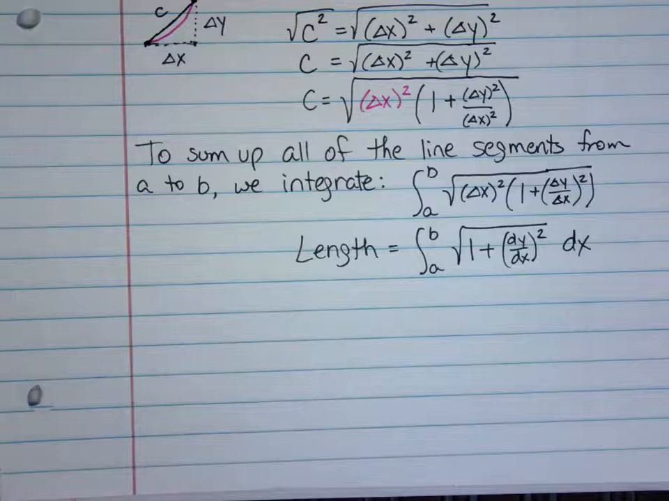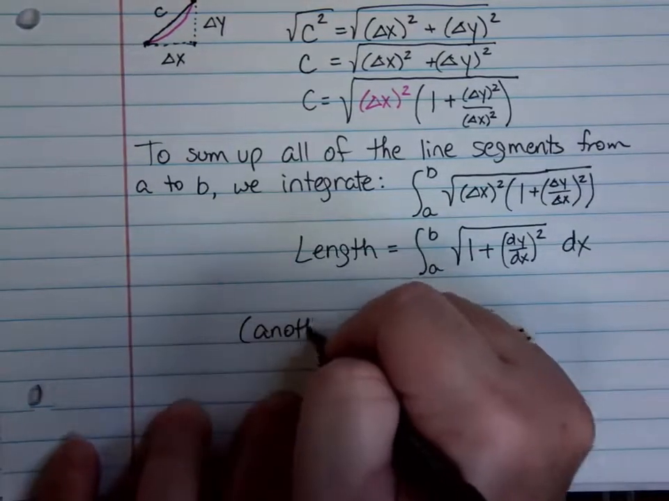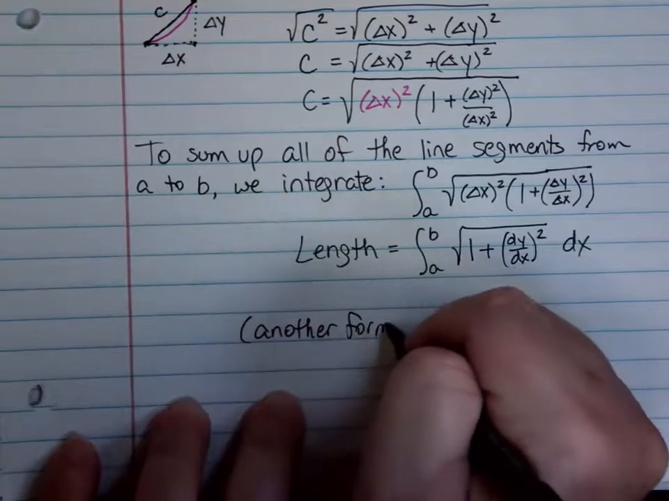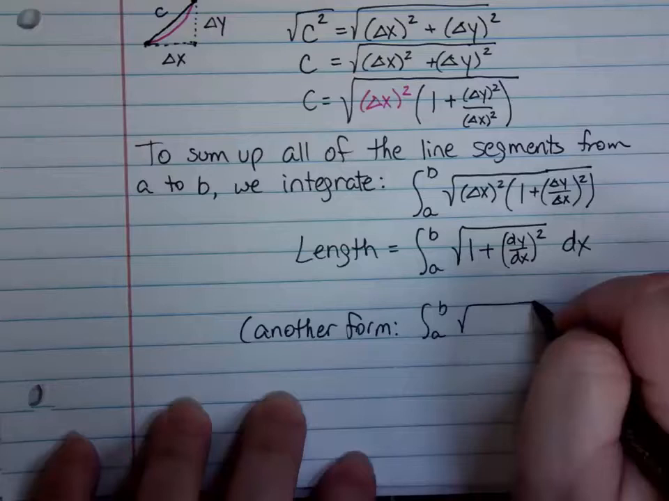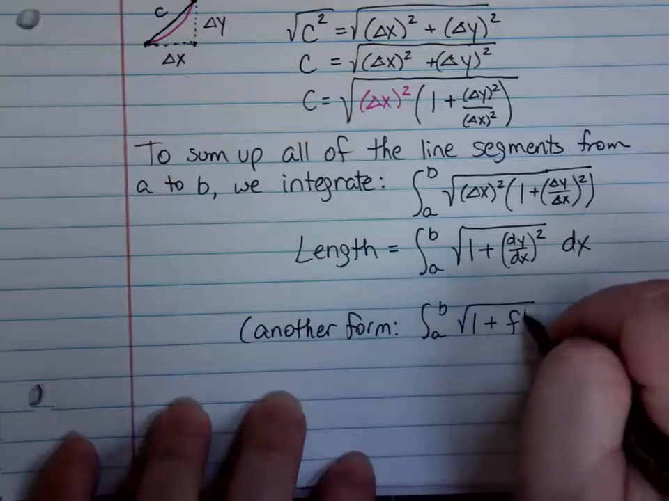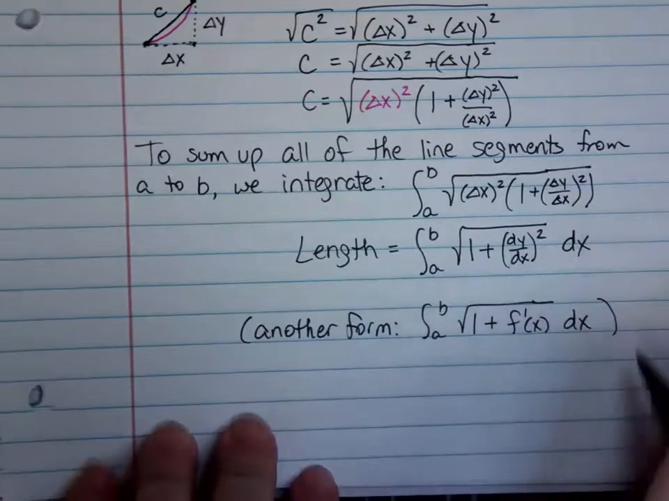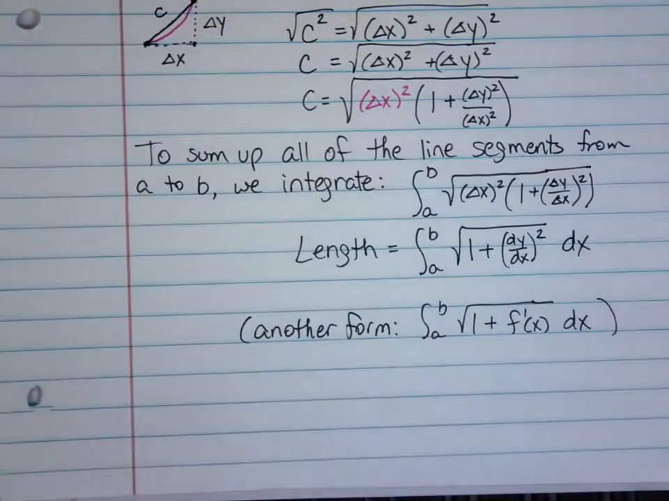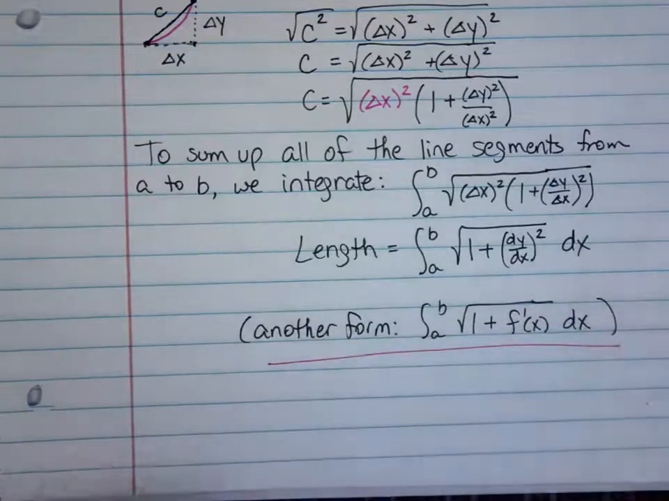Okay? So, another form of the answer is equal to the integral from a to b of the square root of 1 plus f prime of x dx. That looks more like the way we're going to see it, and that's probably the way you're going to think of it because our functions are given to us in terms of f prime. Yes, ma'am? Wait, so dx and delta x are the same thing? Yes. Dx and delta x are the same thing.